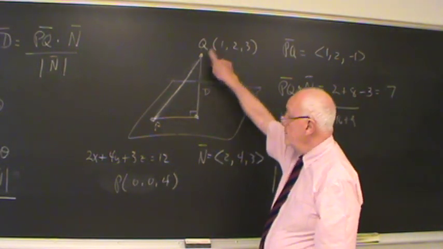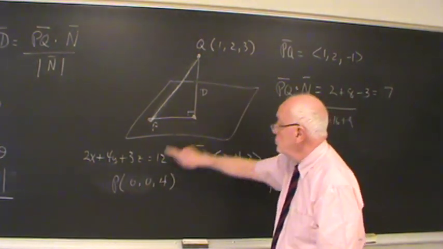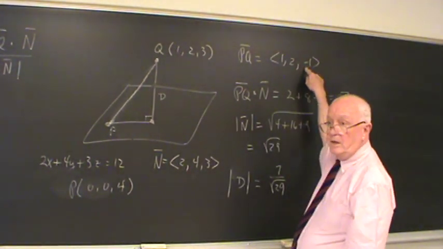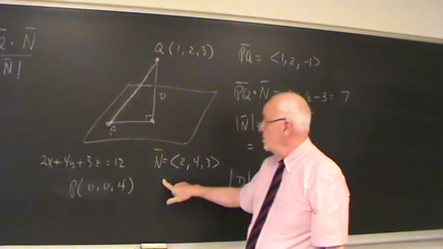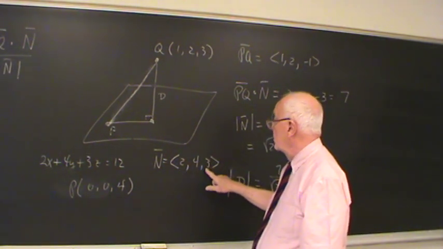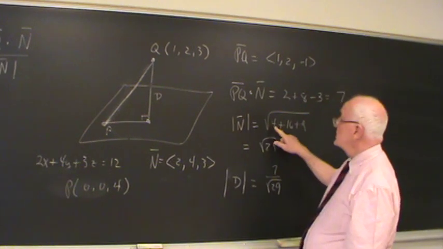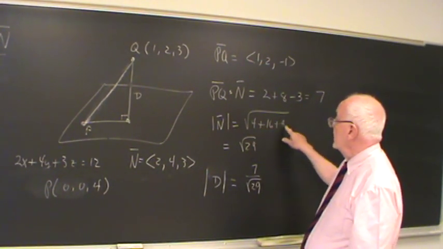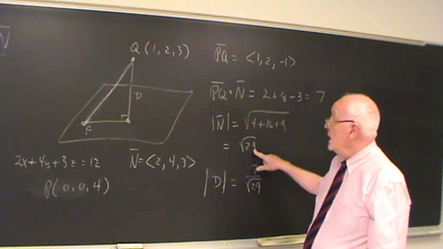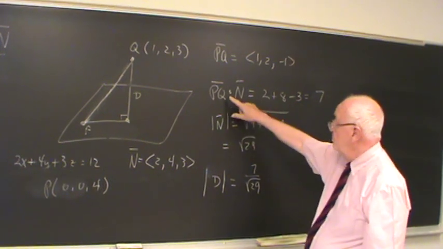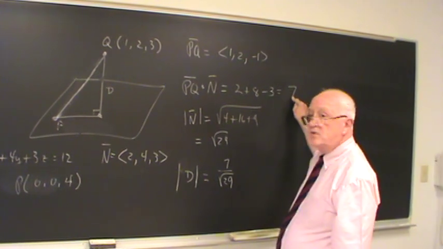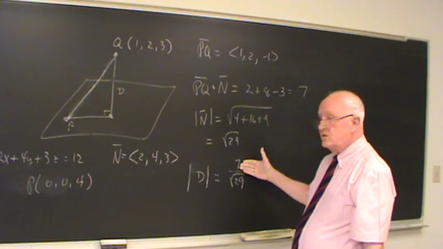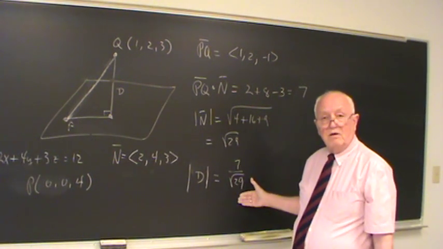PQ then will be 1 minus 0, 2 minus 0, 3 minus 4, which is minus 1. n, the direction of the plane, (2, 4, 3), in magnitude is going to be the square root of 4 plus 16 plus 9, which is the square root of 29. Then PQ dot n is 7, so using the formula, d is 7 over the square root of 29.